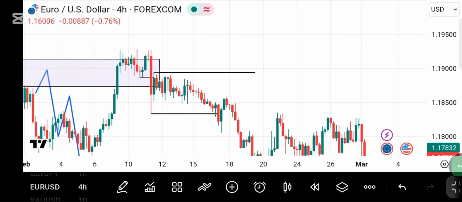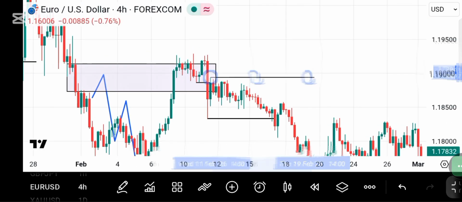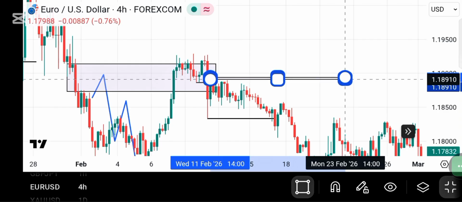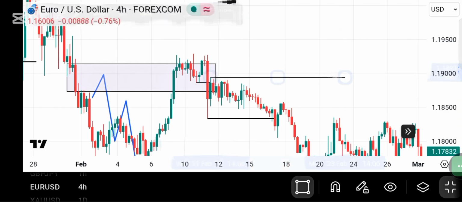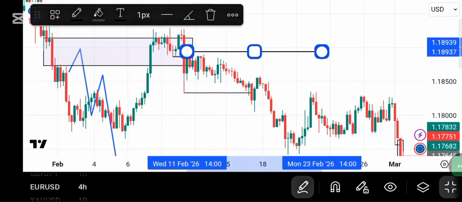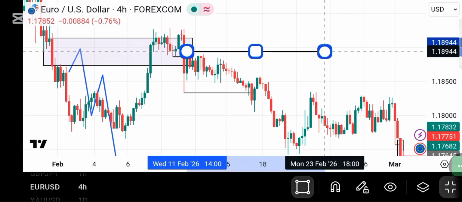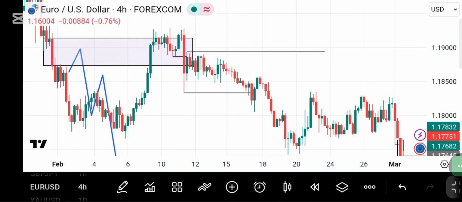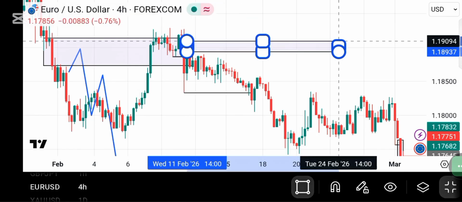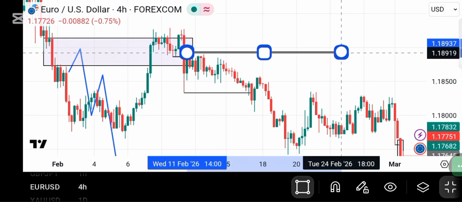If you look at it here, this is the same 4 hours. This was a fair value gap, and I had liquidity there that I wanted to sell from. I wanted to sell from this liquidity here because I was looking out for price to fill up this imbalance, this fair value gap right here, before I could join Euro USD.